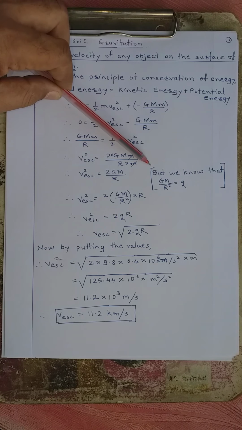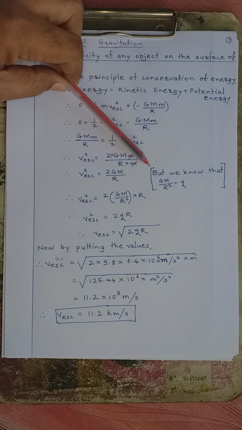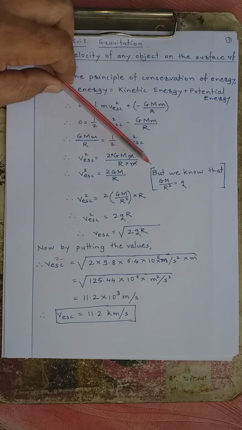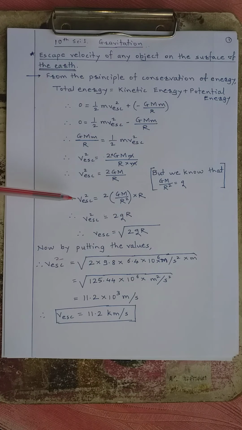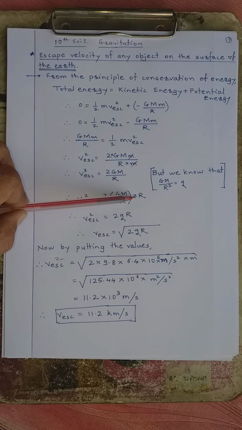But we know that GM divided by r² is equal to g, therefore we will put that value in it. v² is equal to 2 into GM divided by r², but in the above equation the value is GM divided by r. Now we are taking GM divided by r², to maintain this value, we are again multiplying it by r. Now next is v² is equal to 2 into g into r.